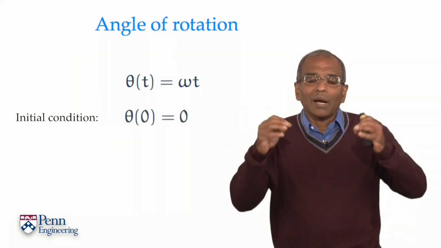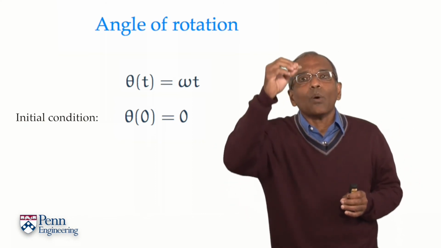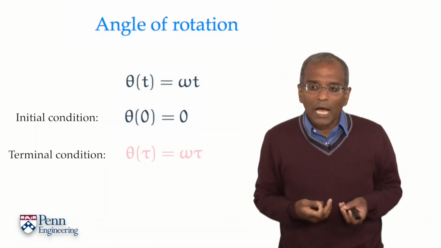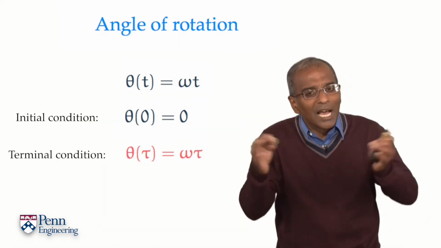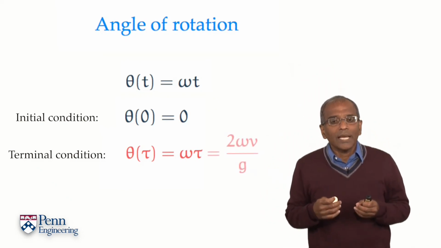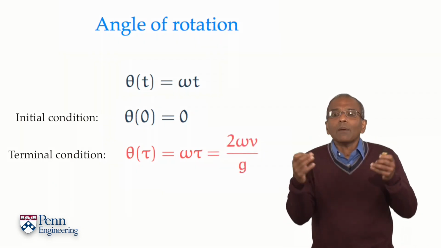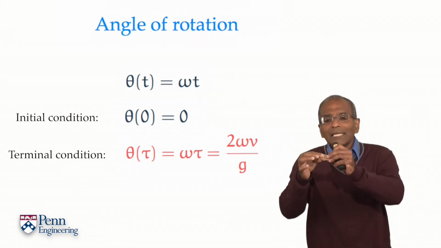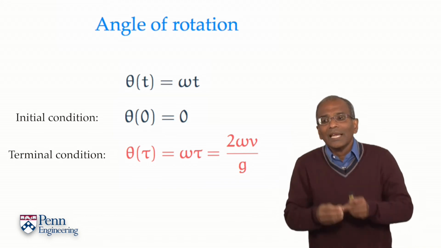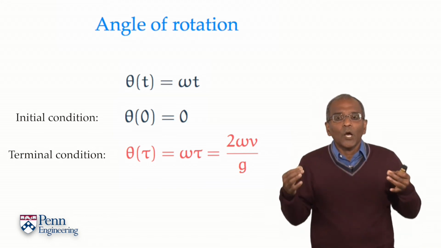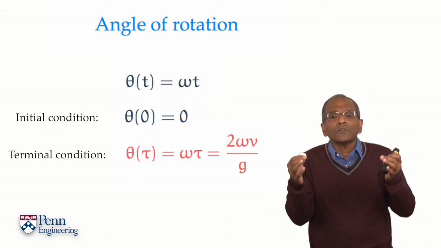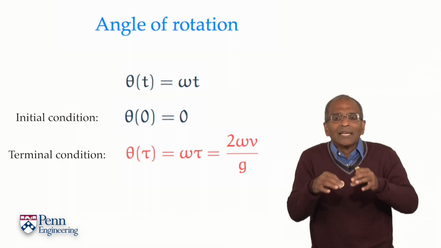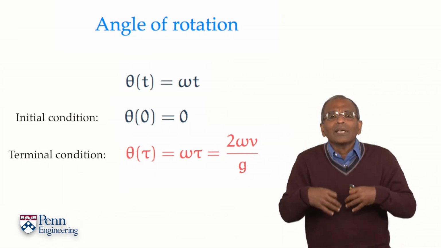But now here we come to the rub. At time tau, where the coin returns to the hand, the angle it makes, theta of tau, is of course omega tau. But we know what tau is. It's 2v over g. And therefore we come to the conclusion that the angle that the coin makes with the horizontal at the moment that it is captured is 2 omega v over g. A beautiful, elegant equation, glorious in its simplicity. And in this simple equation, it carries a tale.